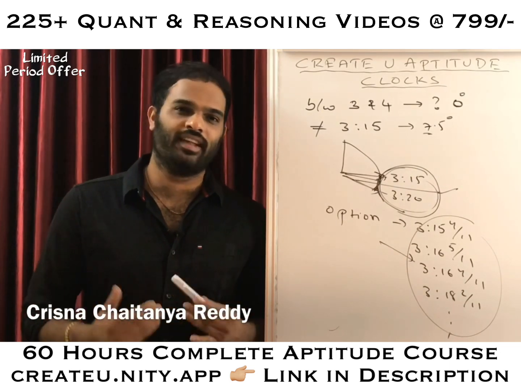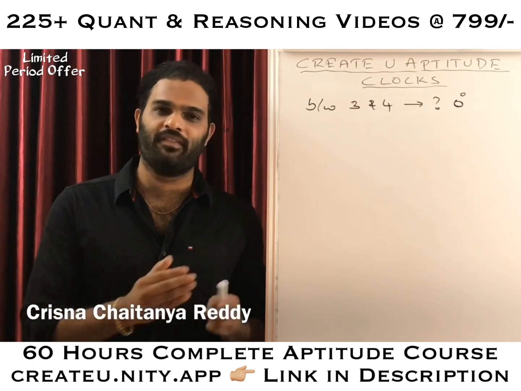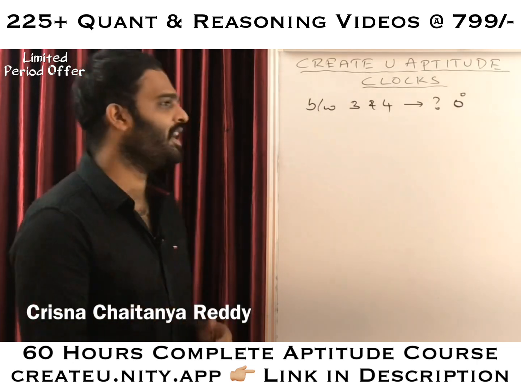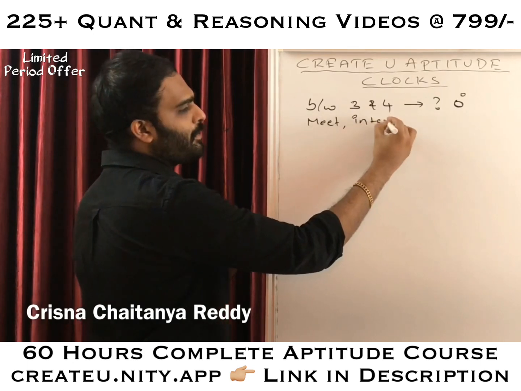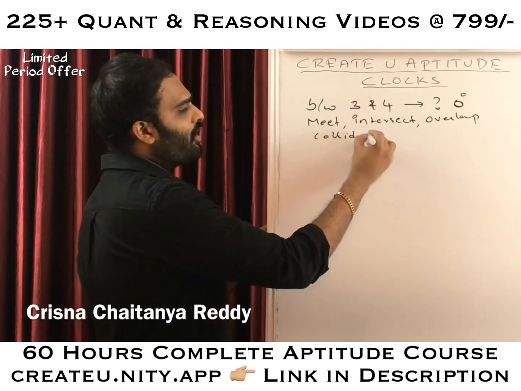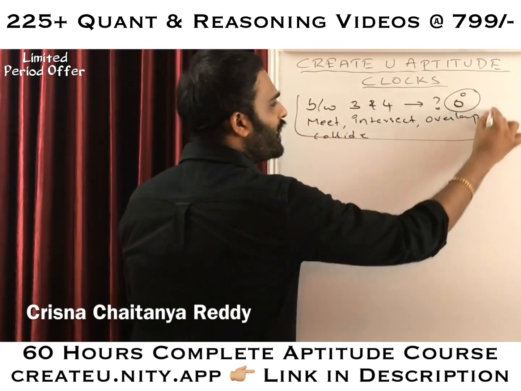Try to focus now, let us get into the depth of clocks, so please pay your attention. He is asking us to find out between 3 o'clock and 4 o'clock when do they meet. That means 0 degrees. The question can be asked as, when do they meet, when do they intersect, when do they overlap, when do they collide. So there can be a lot of terminology. That means he is asking us to find out 0 degrees. This is something very important.